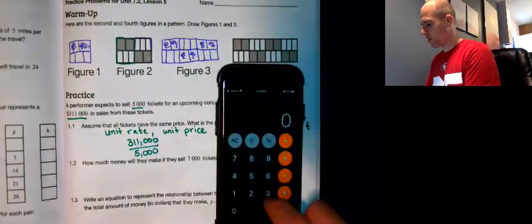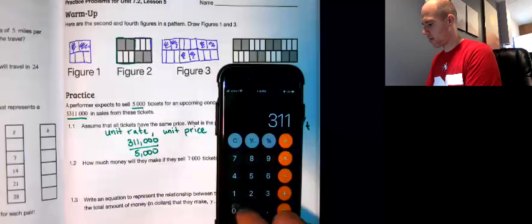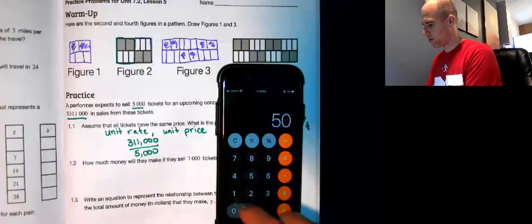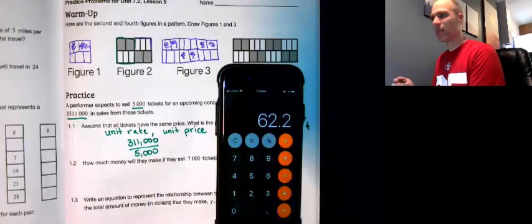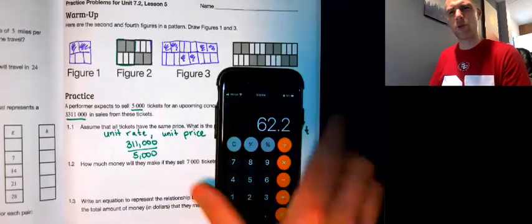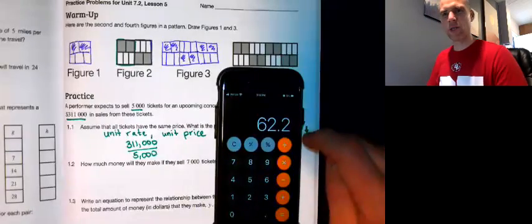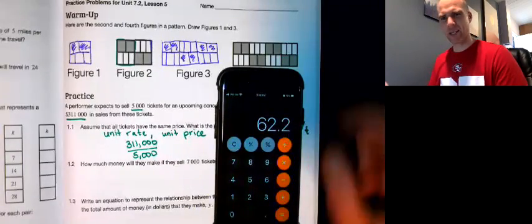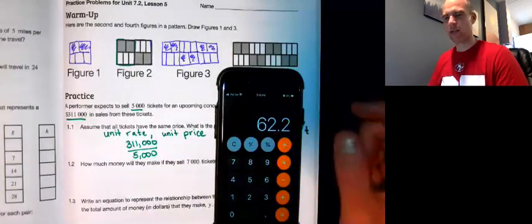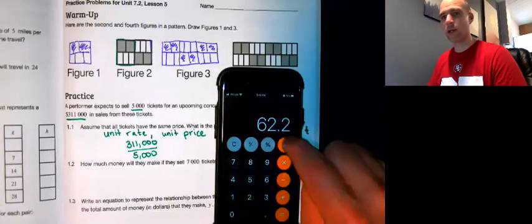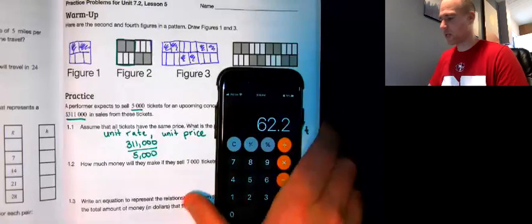So I'm going to do 311,000 divided by 5,000. $62.2, but that's not how humans speak. We would add that extra zero on the end for cents. And so this is $62.20, not $62.02.